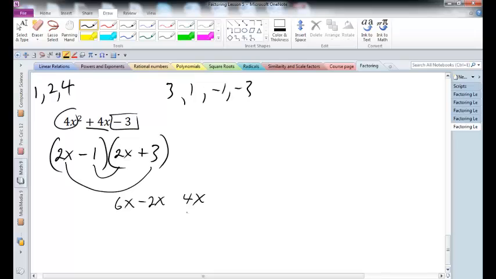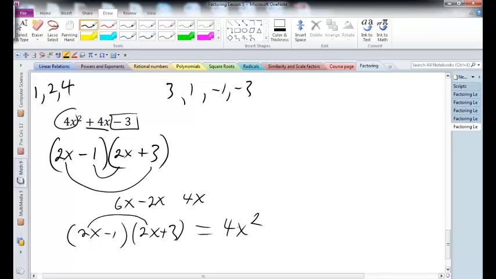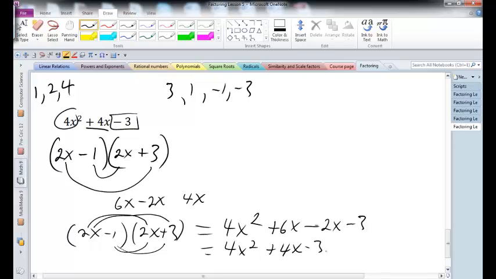Let's multiply this one out. 2x minus 1 times 2x plus 3. 2x times 2x gives me the 4x squared. 2x times 3 gives me 6x. Negative 1 times 2x gives me negative 2x. And negative 1 times 3 gives me the negative 3. And so I have 4x squared plus 4x minus 3, and I know I've done it correctly.